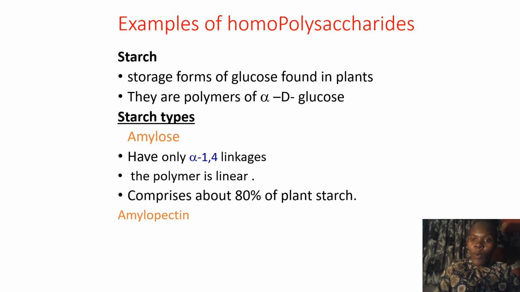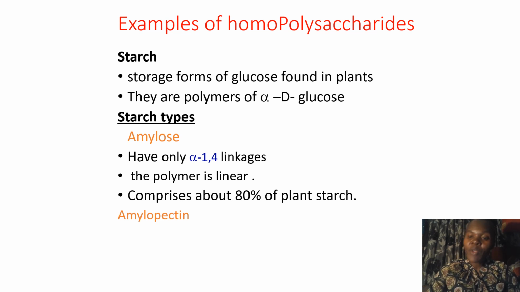We are forming the alpha 1,4 glycosidic linkage. It means at carbon atom number 1 of the first glucose residue and carbon atom number 4 of the second glucose residue, then at carbon atom number 1 of the second glucose residue and carbon atom number 4 of the third residue. So it's a polymer of alpha 1,4. So amylose is a type of starch, but it only has the alpha 1,4 bonds because it is linear.